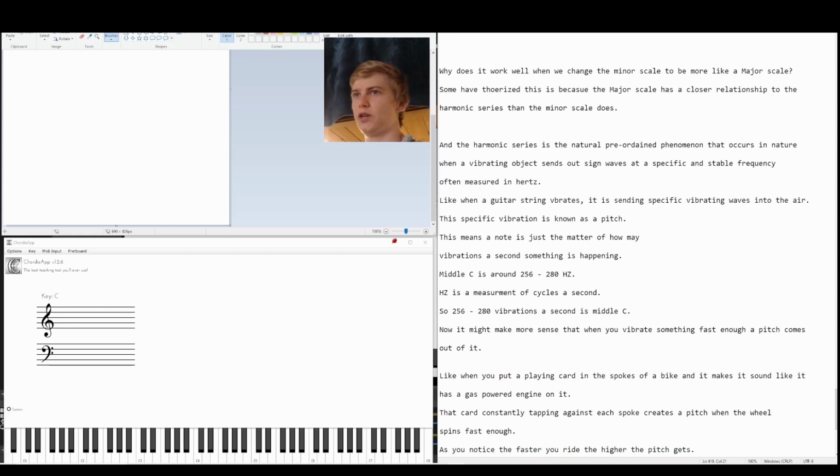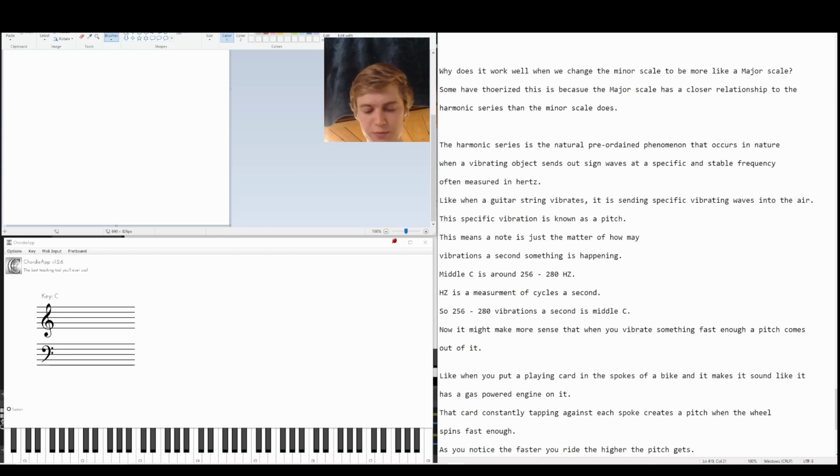So why does it work well when we change the minor scale to be more like a major scale? Some have theorized this is because the major scale has a closer relationship to the harmonic series than the minor scale does. The harmonic series is the natural preordained phenomenon that occurs in nature when a vibrating object sends out sine waves at a specific and stable frequency, which is often measured in hertz. For example, like when a guitar string is vibrating, it is sending those specific vibrations into the air. This specific vibration is known as a pitch, which we hear with our ears, and this means a note is just the matter of how many vibrations a second something is happening.